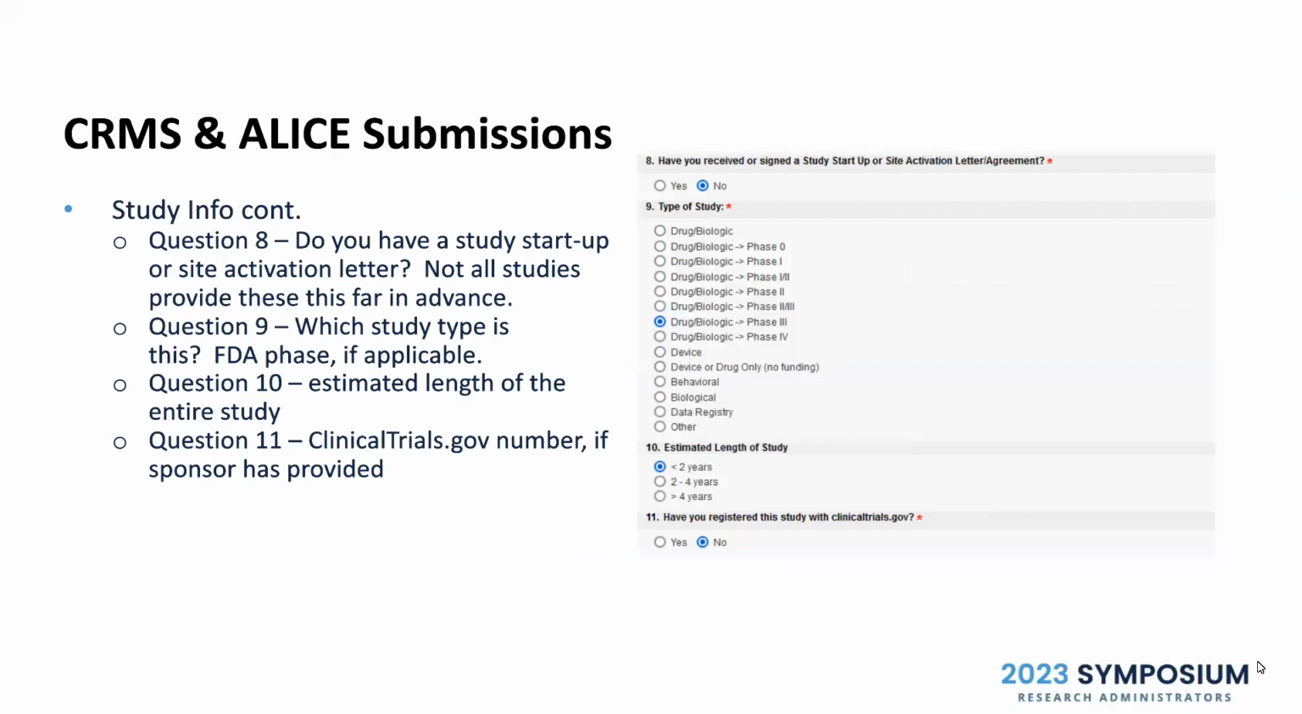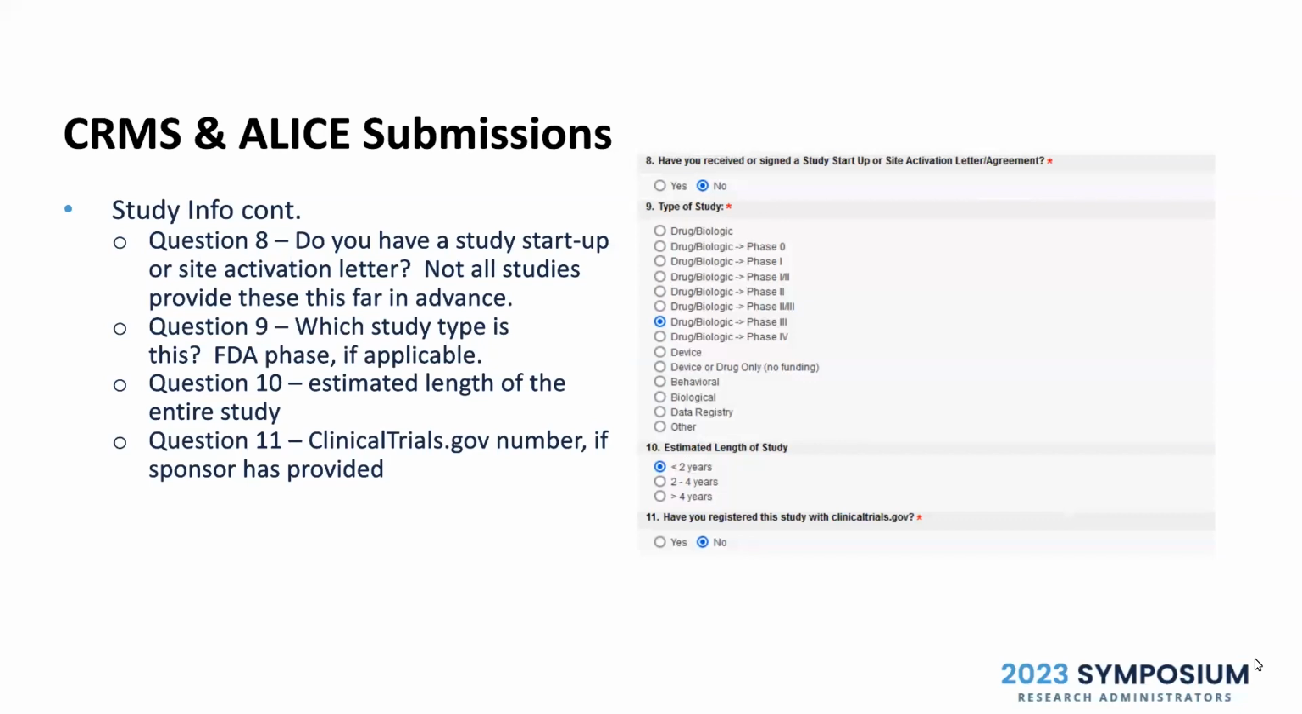Then they want the type of study. So if this is an FDA regulated study, it will indicate whether or not it's a different drug biologic phase study. It might be a device study, it might be an observational study, it might be a data registry. So you would just identify the type of study for that.